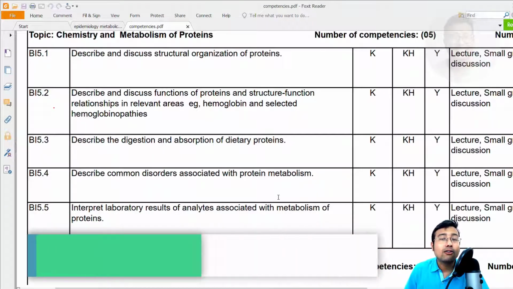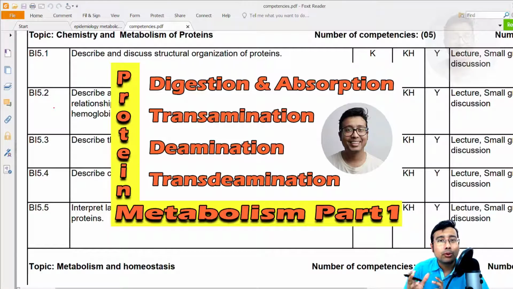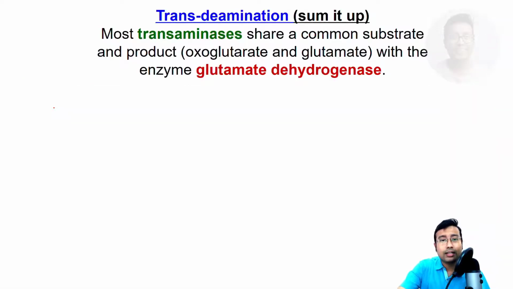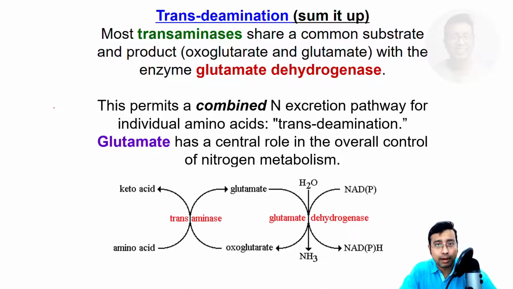Alright, now we have already discussed how protein is digested, and we have also discussed transamination and deamination. We are discussing the catabolism of proteins. Alright, so let us sum up what we discussed in our previous class. We said that the processes of transamination and deamination are actually coupled together.